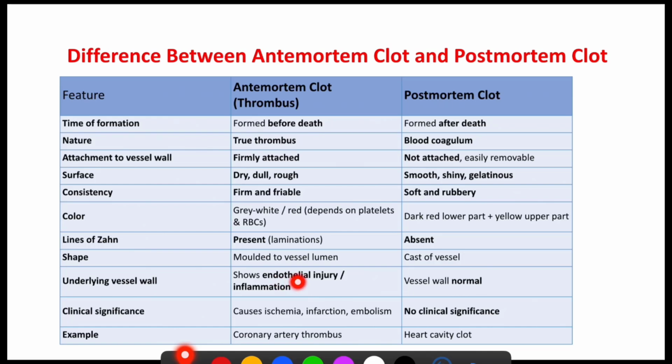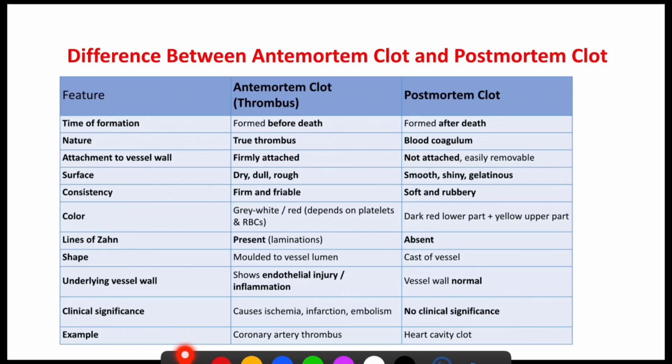Shape is molded to the vessel lumen. It is due to underlying endothelial injury and inflammation, and it causes ischemia, infarction and embolism. Most common is coronary artery thrombus. Postmortem, it is after death because of blood coagulum. It is not attached and easily removable. Shiny and gelatinous in appearance, rubbery in consistency. It has a dark red lower part and yellow upper part, and no lines of Zahn are present. It has a normal vessel wall and no clinical significance.